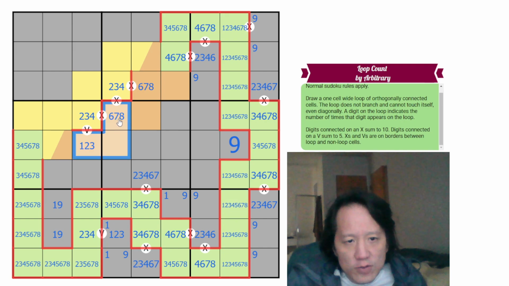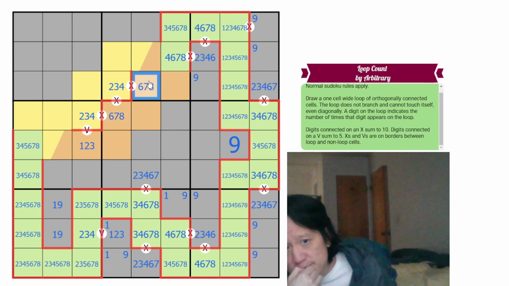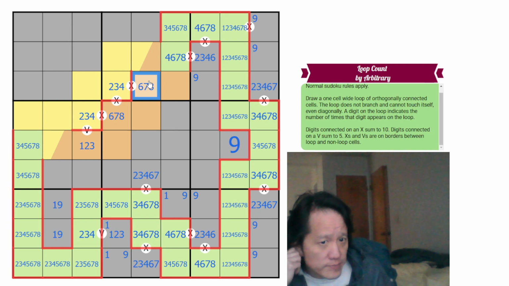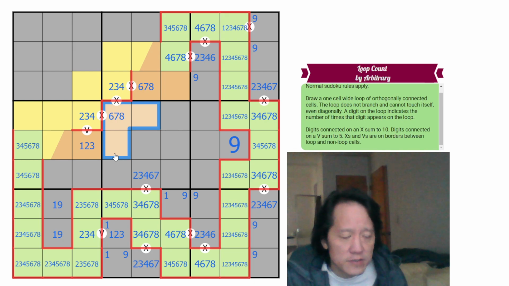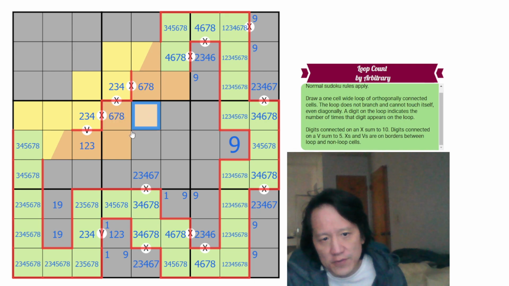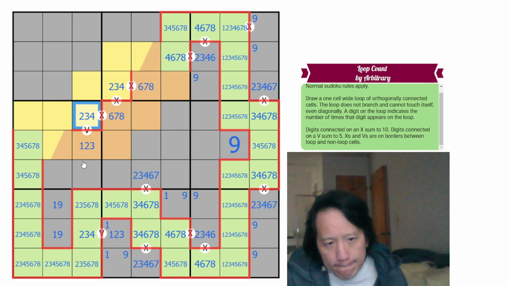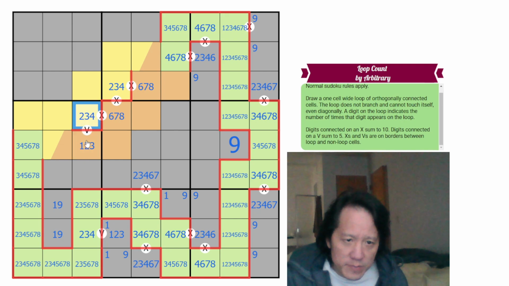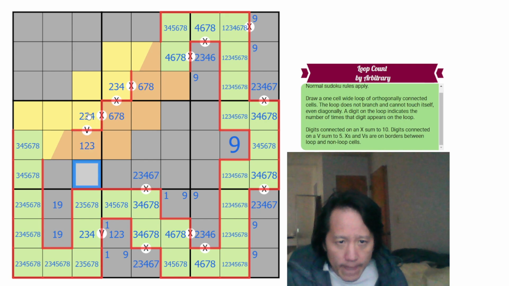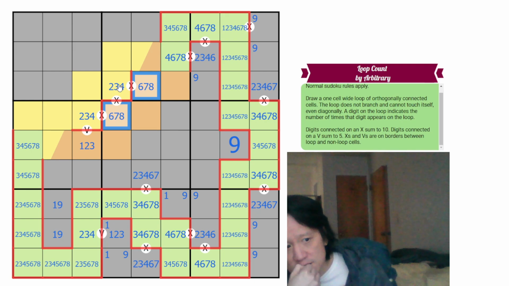So if this is part of the loop, this cannot be 1, so it's 2 or 3 with 7 or 8, with 7 or 8. That's certainly possible. 8 would have to be part of this if it's part of the loop. So if that's 7, one of these would have to be 8. This could be 1 or 4. 4, 6, 4. If it's 7 or 8, then it doesn't really change anything.